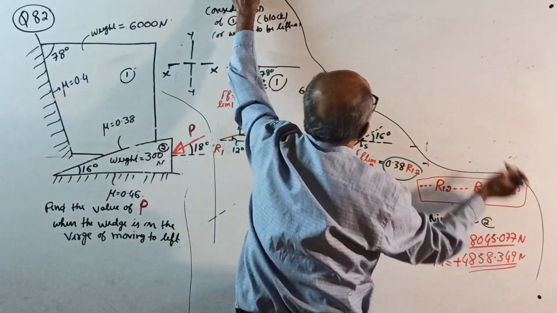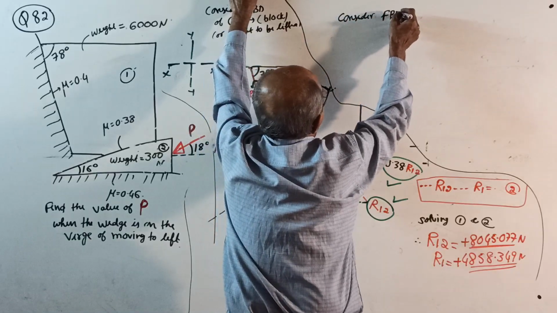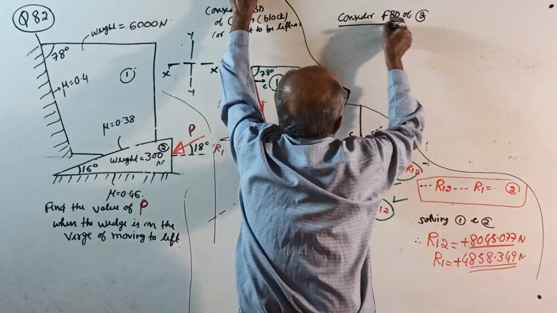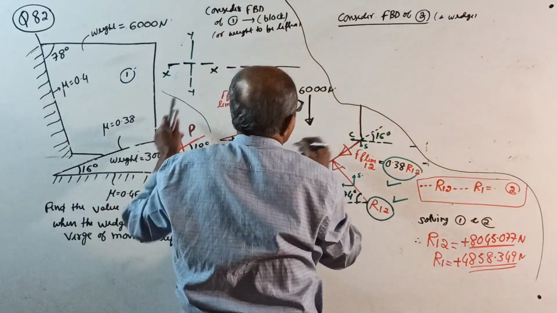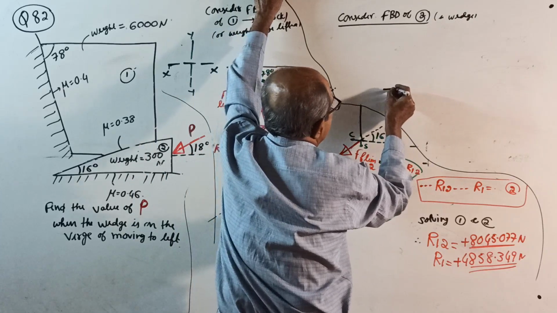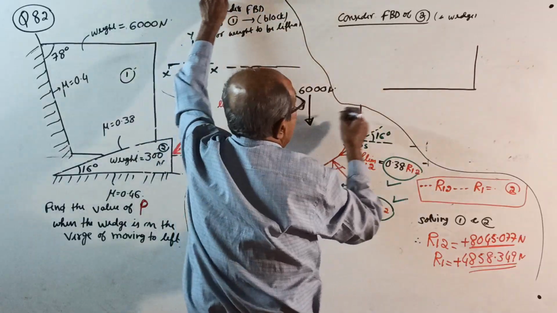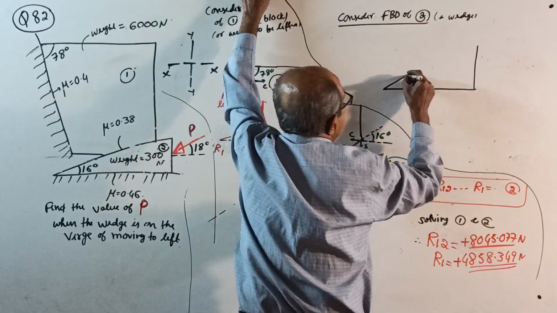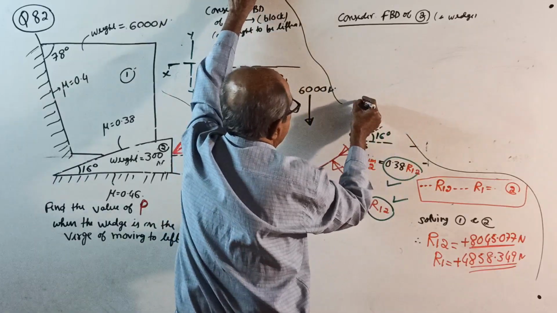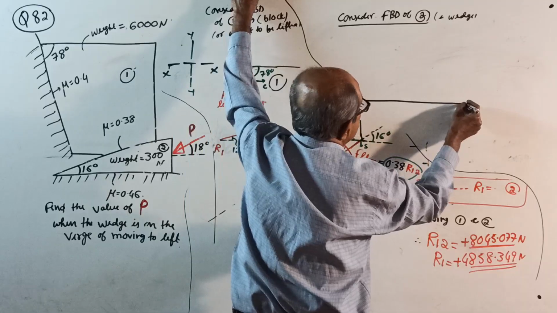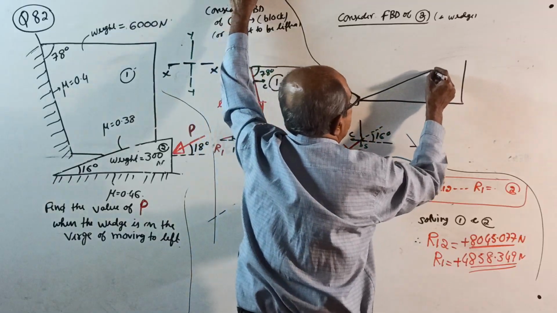Now everything is over. Consider the free body diagram of 2. 2 means that is the wedge. Okay, put the sketch, wedge. Come this way, see. This is the wedge. Little this side, space problem is there. Sufficient. Angle, how much is it? 18 degrees. Okay, wedge.